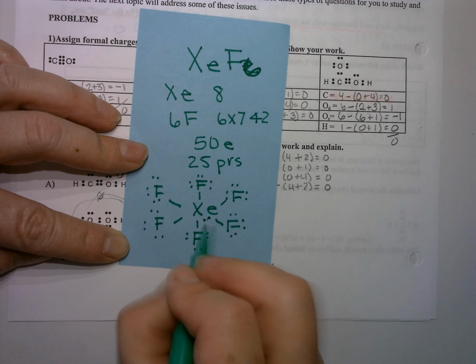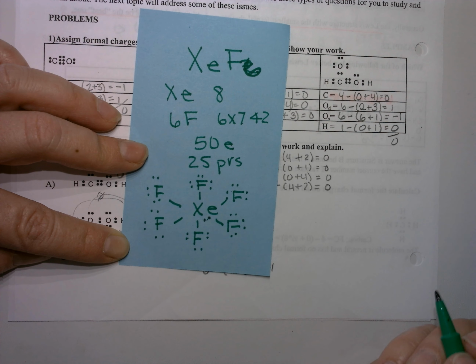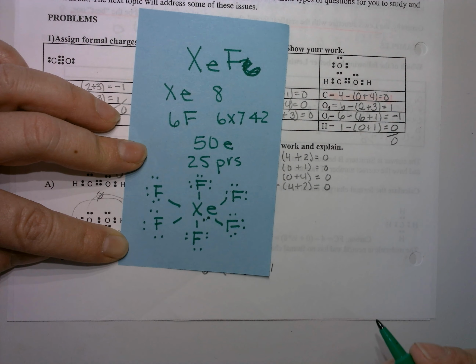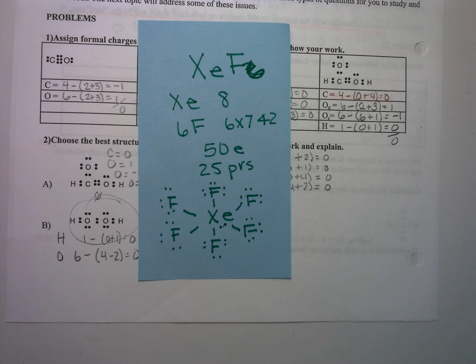All right, 25, and my extra pair goes in the center. All right, because the extra pair goes on xenon. So it works out perfectly. All right, there you go.